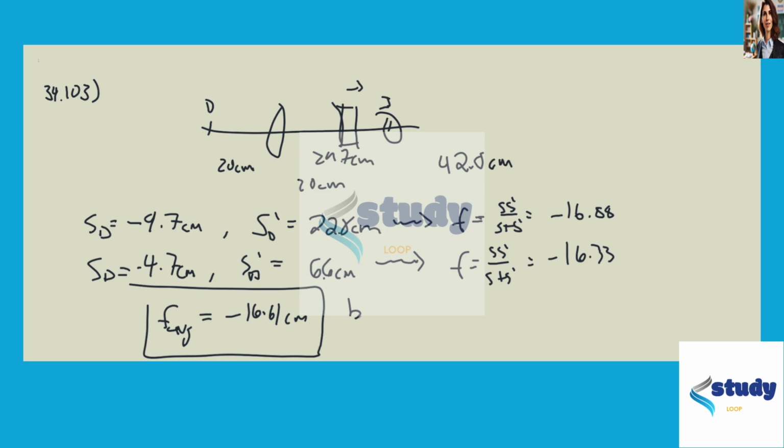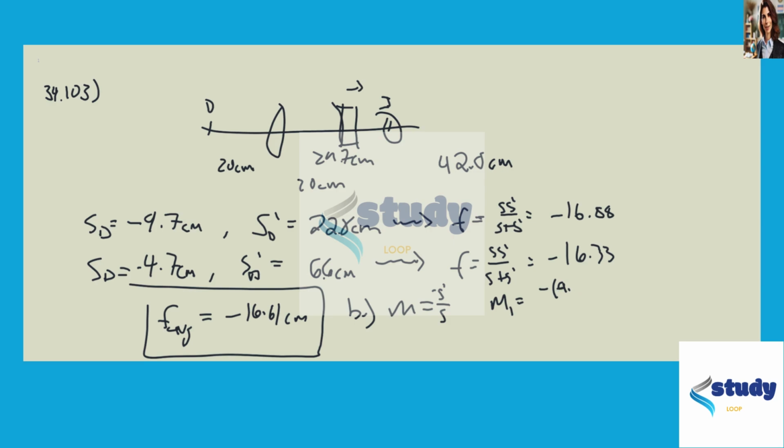Part B says which position of the diverging lens, the 20 centimeters or the 25 centimeters to the right of the converging lens, gives the tallest image. From this, we can just figure out which one has the bigger magnification, right? So the first case is given as negative 9.7.